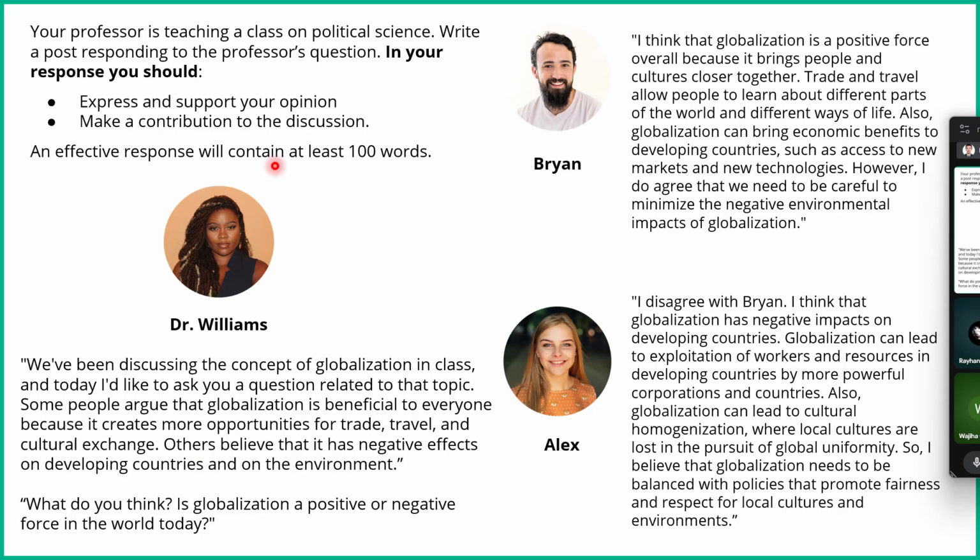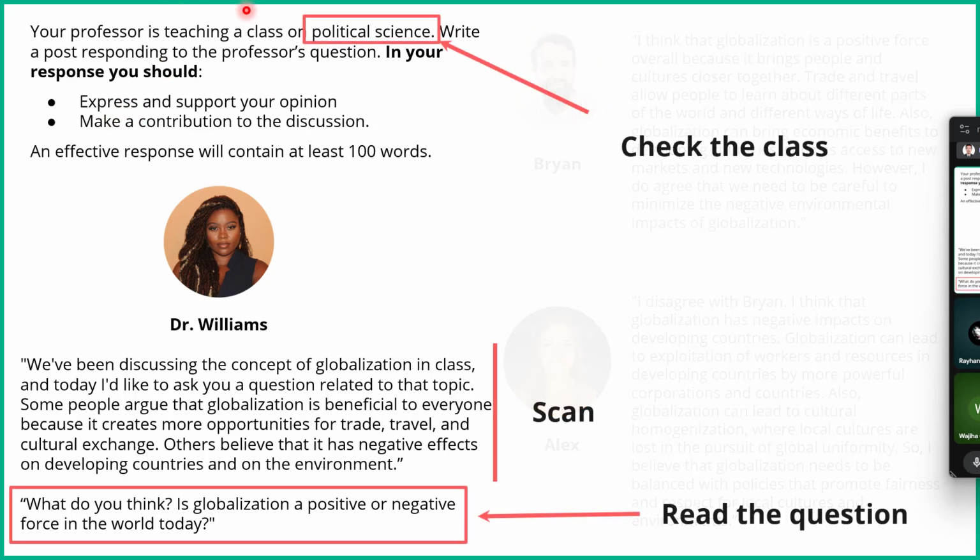We have the first part, which is the introductory section. Then we have the concept or the post, which is provided by the professor here. And then we have a question at the end of the post. Then we have two students discussing and answering the question which the professor has posted. So here in the first section, we have specifically the kind of class.